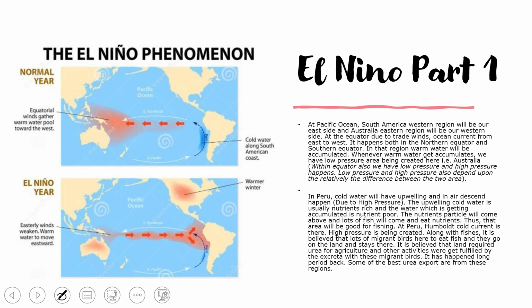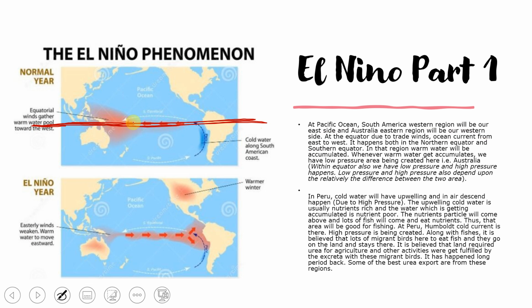As per this slide, in the Pacific Ocean, the South America western region will be our eastern side, and the Australia region will be our western side. This is our western, this is our eastern. At the equator, due to trade winds, the ocean current will flow from east to west. This is your equator.